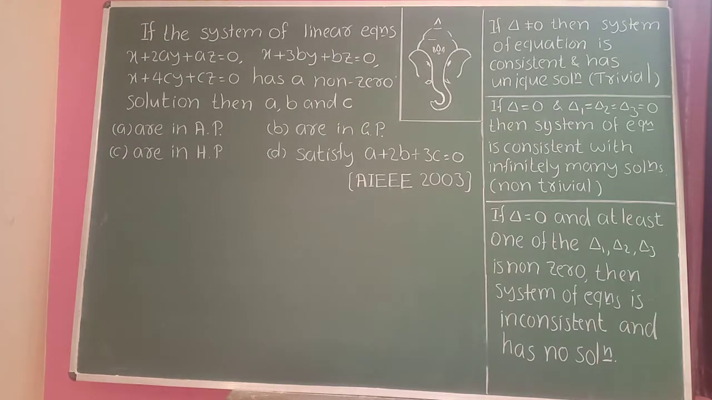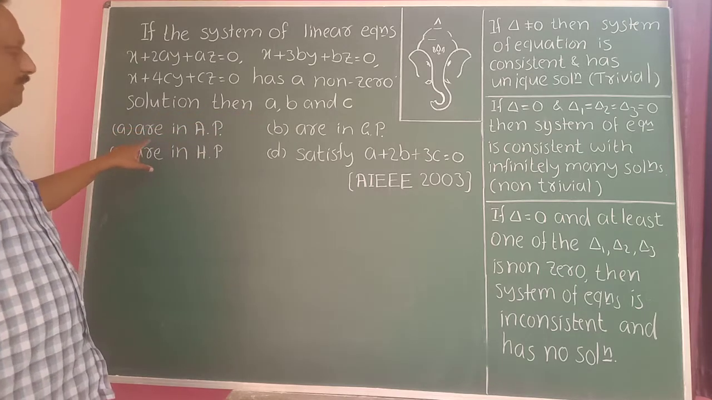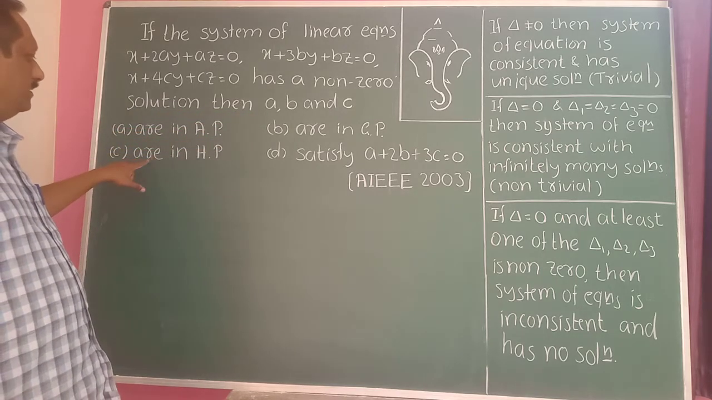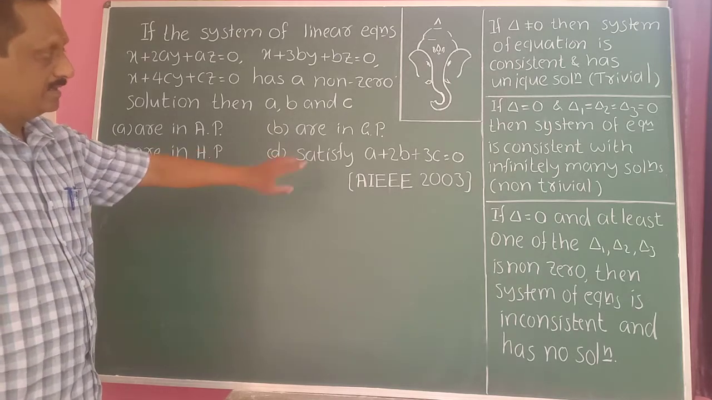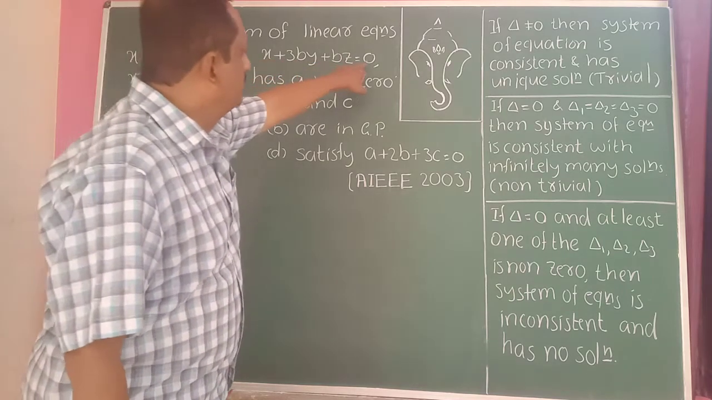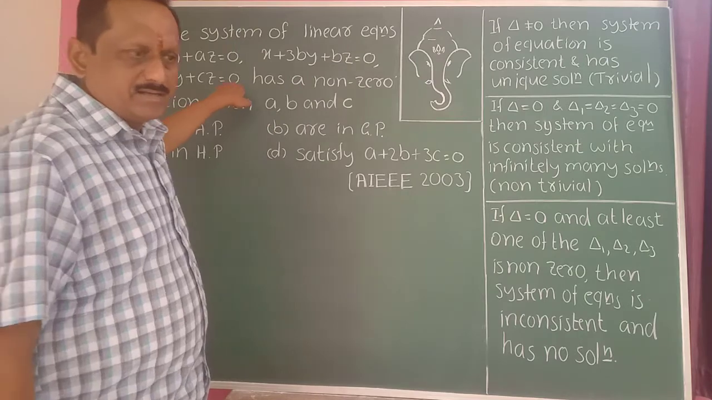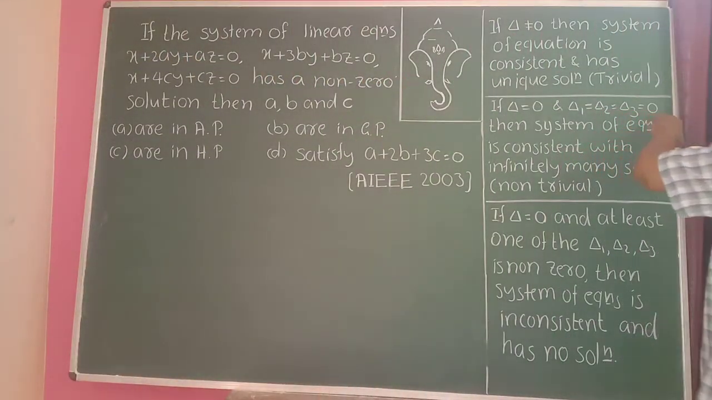The system of linear equations has a non-zero solution, then a, b, c are in AP, or in GP, or in HP. The fourth option is not satisfied. a plus 2b plus 3c is equal to 0. Therefore, here the right hand side terms are 0. If the right side terms are 0, then delta 1, delta 2, delta 3 are equal to 0.